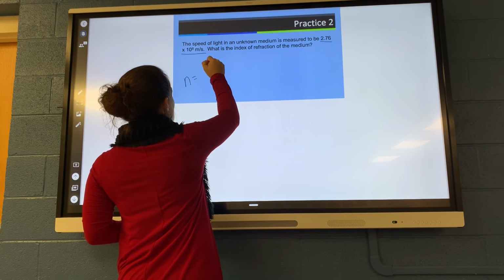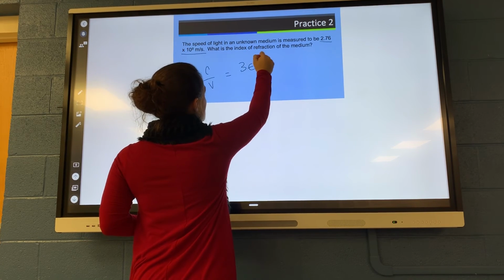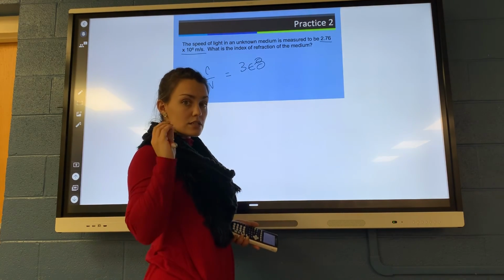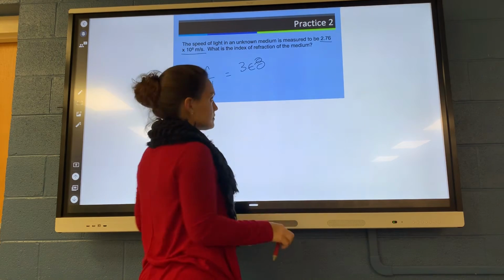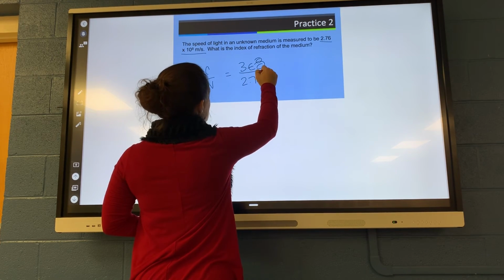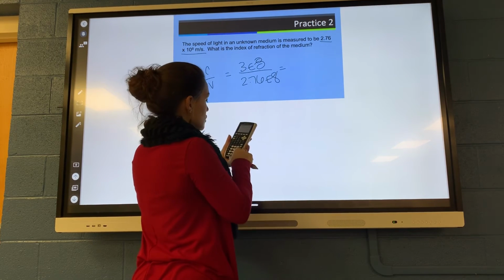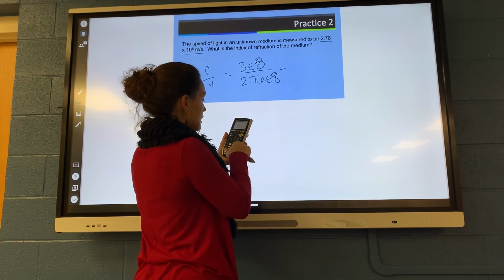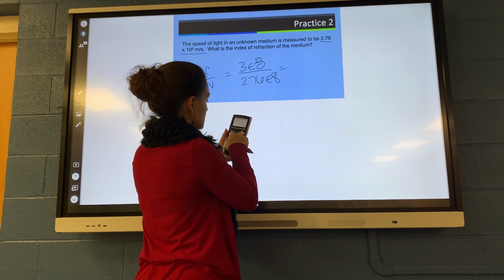So N equals C over V. We know that C is 3E8, forever and always, the speed of light in a vacuum. It's on your reference table. So 3E8 over V, which is 2.76 E8, the number they gave me. So 3E8 divided by 2.76 E8.